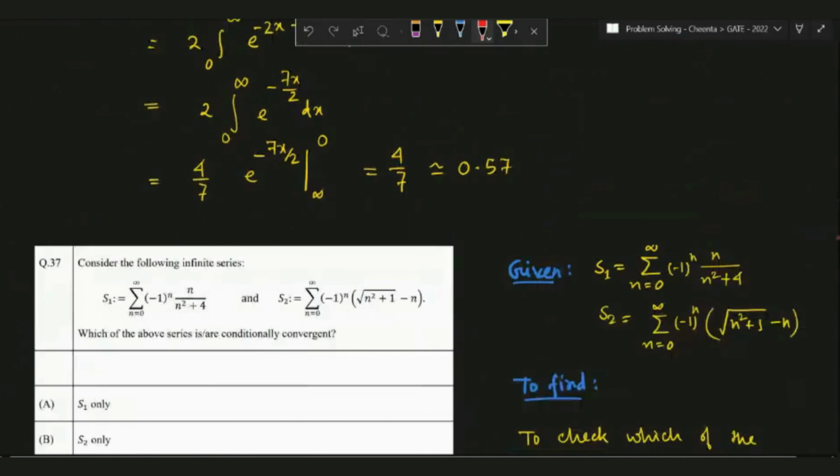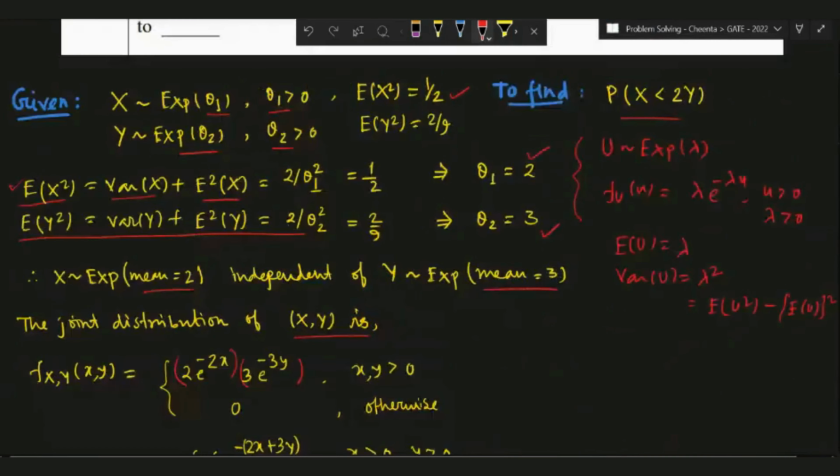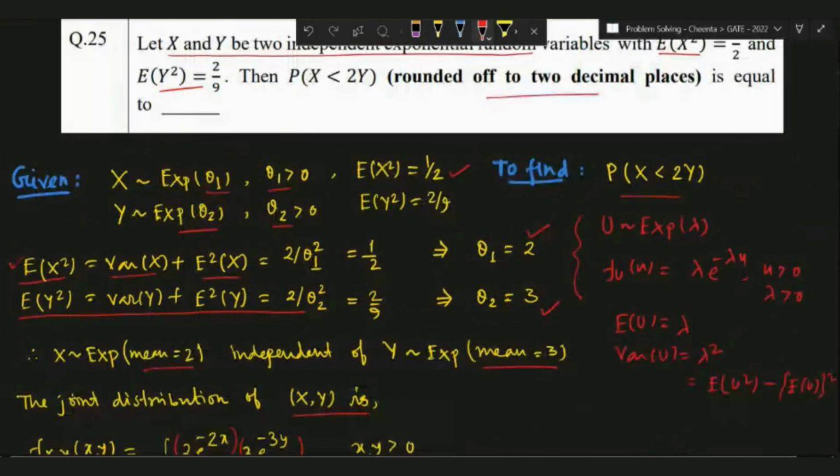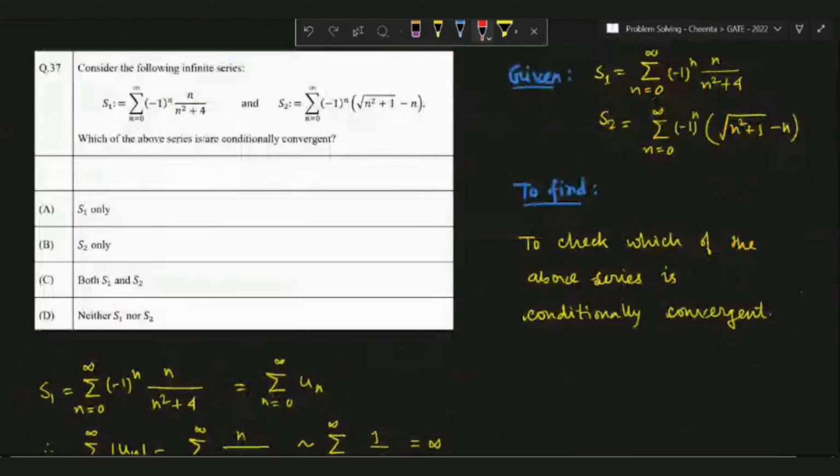So solving this integral, we get the value is coming out to be 4 by 7, which is nearly equal to 0.57. As in NAT section, we have to write the answer rounded up to 2 decimal places. The answer would be 0.57. So next, we will move to problem number 37.